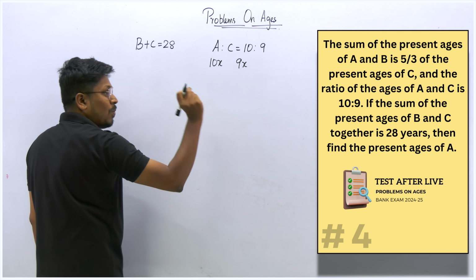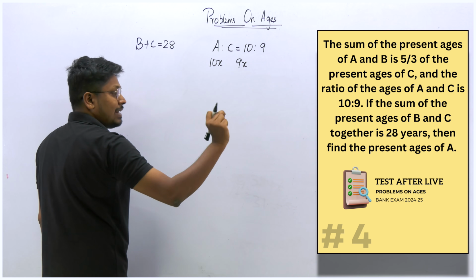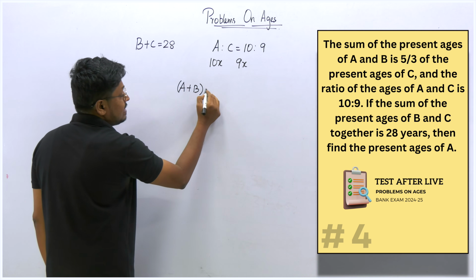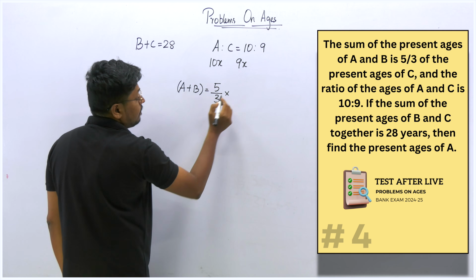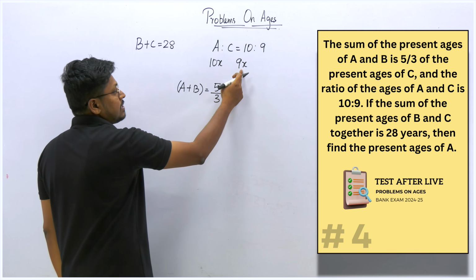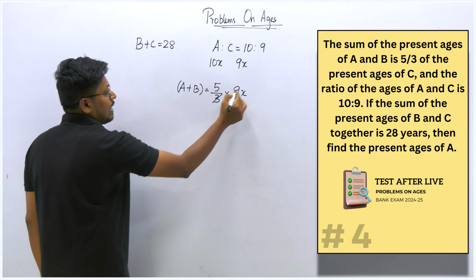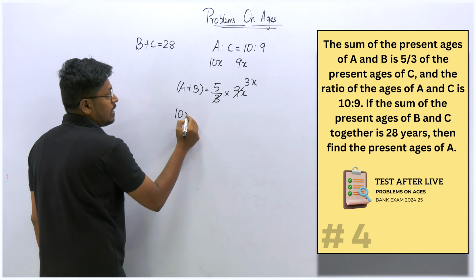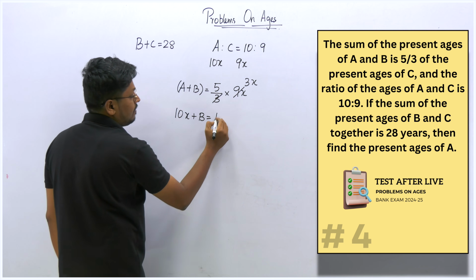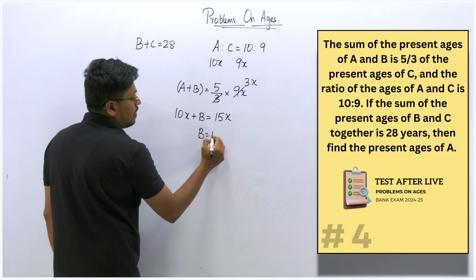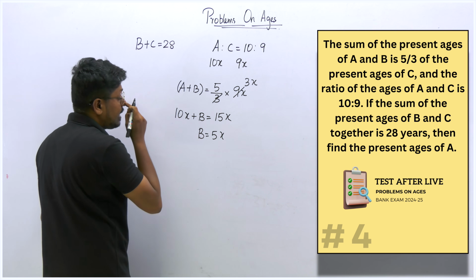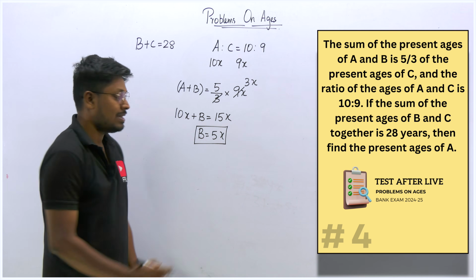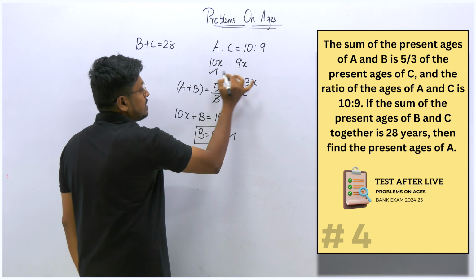But initially they have given one important point, the sum of present age of A and B. So the present age of A and B is equal to 5 by 3 times the present age of C. So C present age is how much? 9x. So friends, understood. So we can cancel it. This will be 3x, and we already know A will be 10x. Substitute A as 10x here. So 10x plus B is equal to 5 into 3, 15x. So B is equal to 5x, right? So 15x minus 10x will be 5x. So finally we got the value of B is equal to 5x. So we got B 5x, A 10x, C 9x.